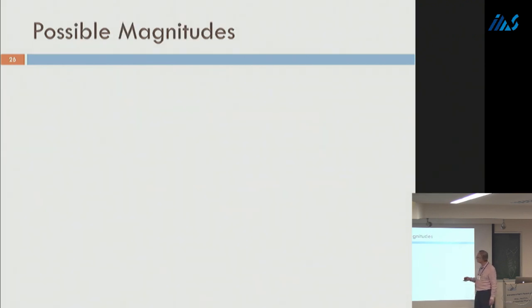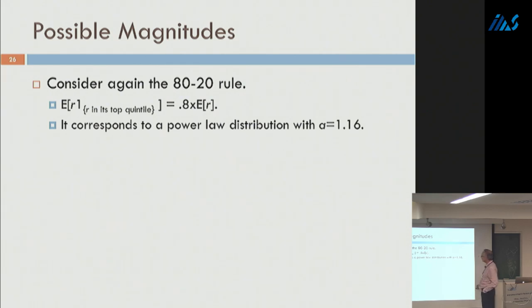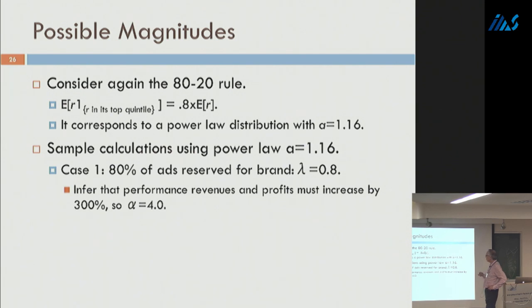Okay, so how big could this be? Let's go back to the 80-20 rule, and suppose we're looking at the expected value of R times R is in its top quintile. We know that the 80-20 rule says that's 0.8 times the expected value of R. It corresponds to a power law distribution with A equal 1.16. So if you use A equal 1.16 and you happen to reserve 80% of the ads for brand, I picked that number so that you can do these computations in your head, so lambda equals 0.8, you infer that the performance revenues and profits must be increasing by 300%, from the calculation I did before. That means alpha is 4.